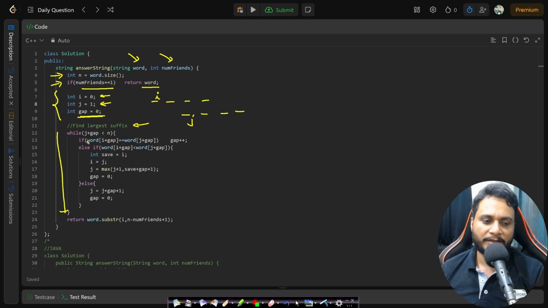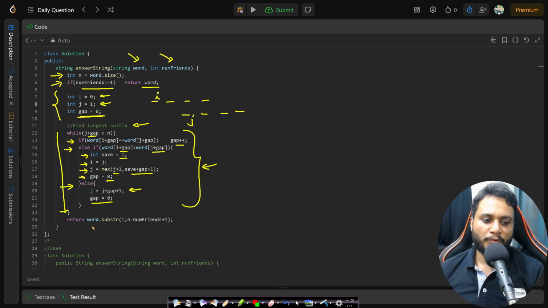So this code I had already shown you while showing you the examples, right? So until the j plus gap is out of bound, we have three cases. The first case is when I plus gap is same as j plus gap, so we do gap plus plus. The second case is when I plus gap is less than j plus gap, then the save value will be saving the ith index. I will be assigned j, j will be max of j plus 1 comma save plus gap plus 1, and gap will be reset to 0. The third case was when I plus gap will be greater than j plus gap. In that case, j will be j plus gap plus 1 and gap will be again set to 0. So this all I have already explained you in the dry run.